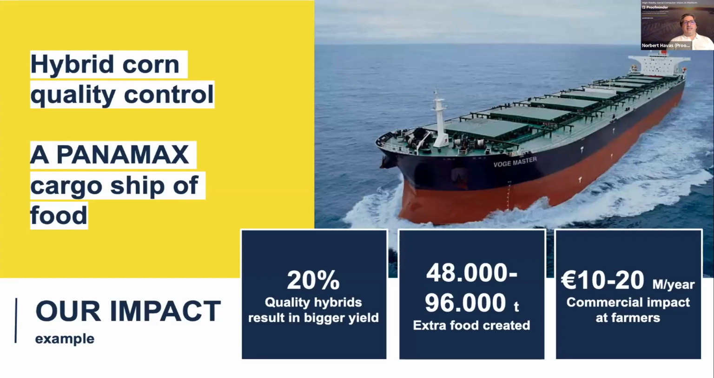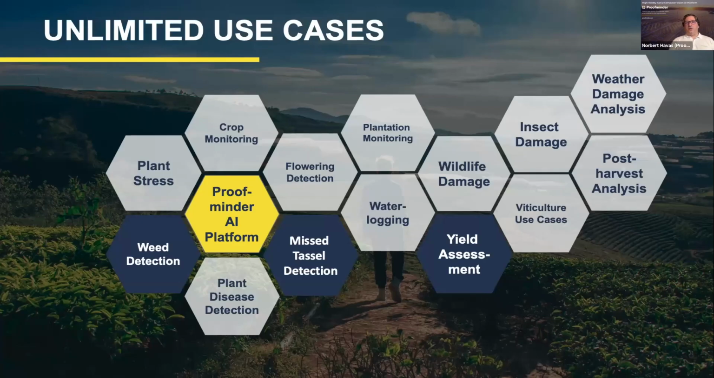In addition to this, we did a calculation at the beginning of this year, working with one of our partners. Using our technology in hybrid corn quality control, applying what we have during the season, results in a cargo ship of extra food and a lot of extra revenue for farmers, actually. And that's just one customer. Hybrid corn production is just one use case. We have multiple use cases.